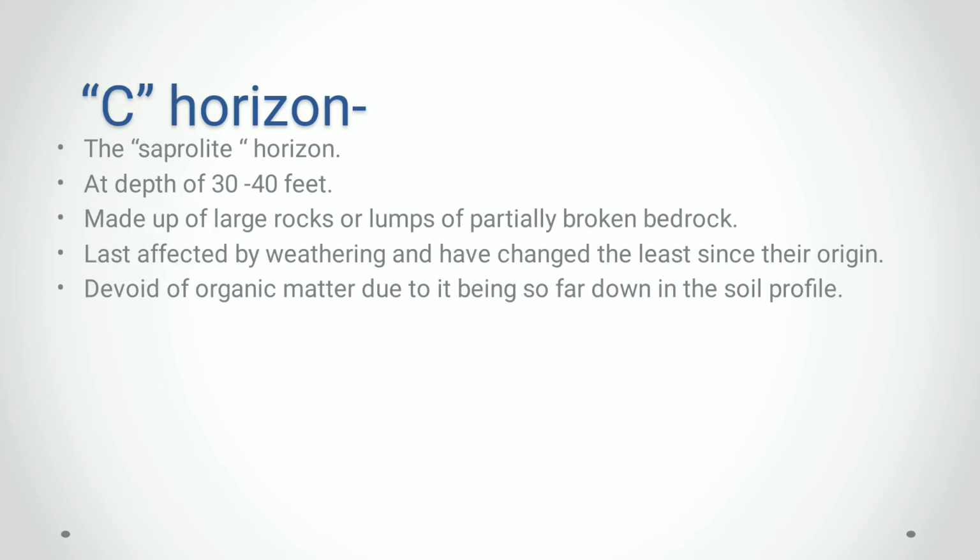Then C horizon, the saprolite horizon at a depth of 30 to 40 feet, made up of large rocks or lumps of partially broken bedrock, least affected by weathering and having changed the least since their origin. Devoid of organic matter due to it being so far down in the soil.